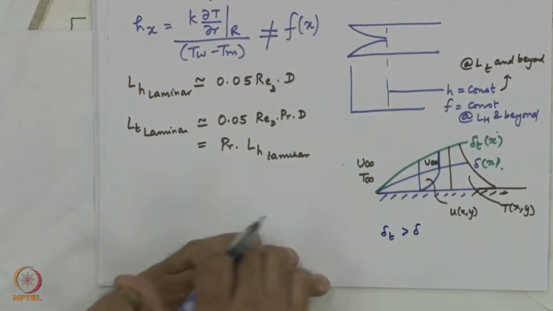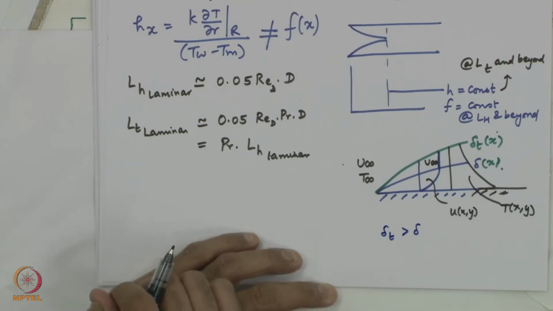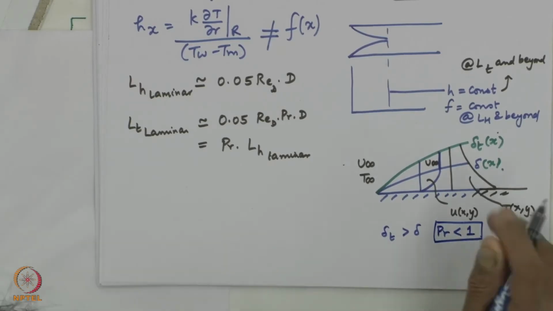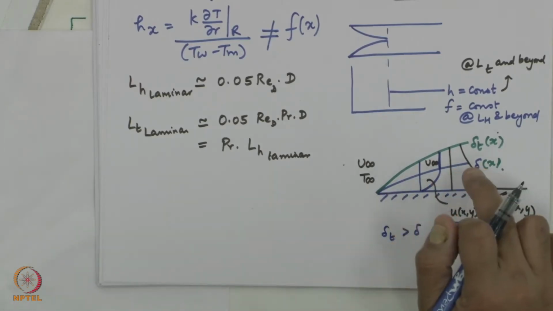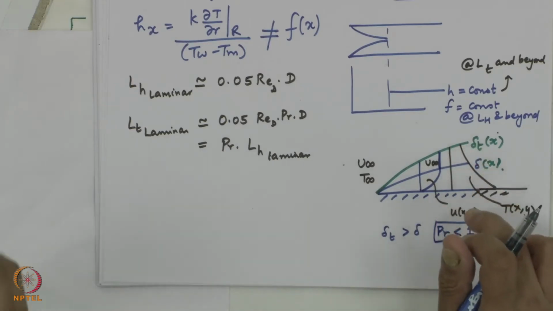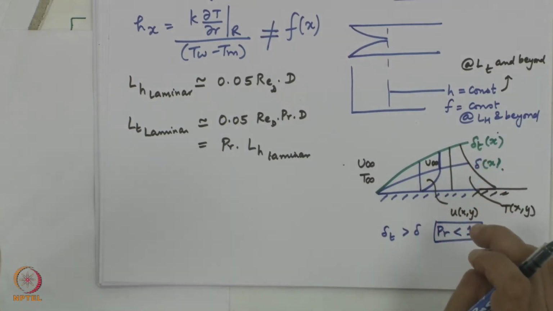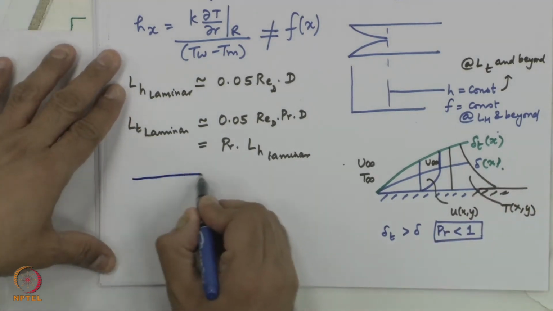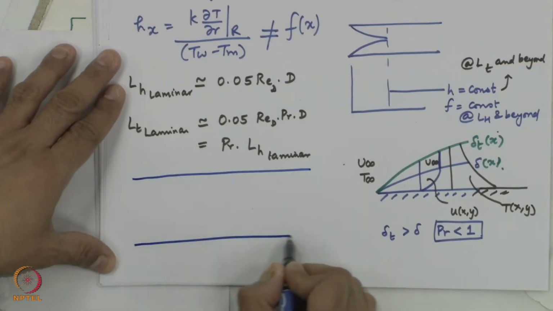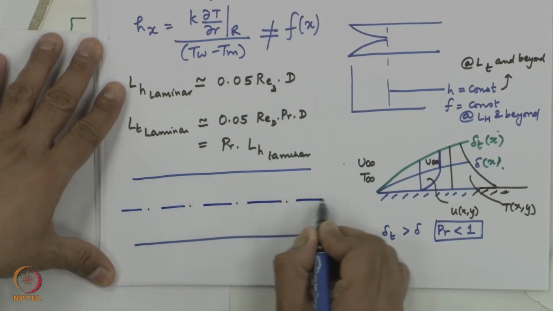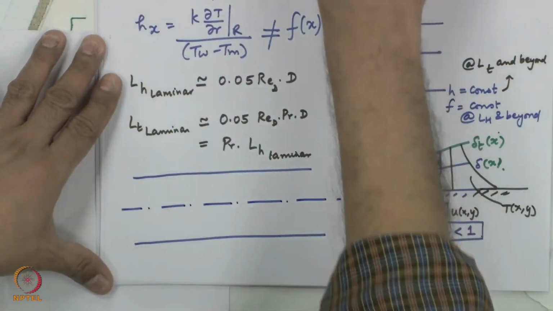This is the case where delta T is greater than delta. What does it mean? Prandtl number is less than 1. So, you are seeing, right. The delta T is going to grow at a faster rate. What does it mean? The fluid is transporting heat at a faster rate than it is able to transport momentum. Now, when I go to internal flows, I can have these 3 cases coming to me with different interpretations.